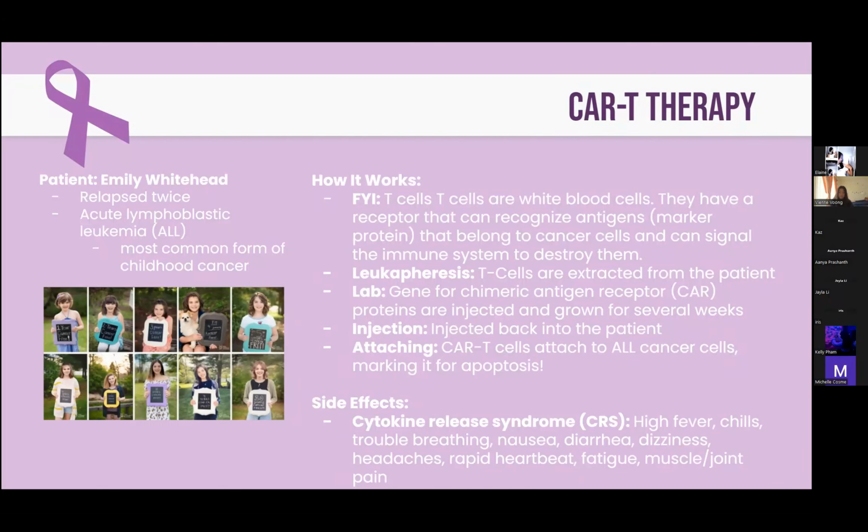Some side effects include cytokine release syndrome, CRS, which is when cytokines, a chemical, are released into the blood. And since this is a foreign substance, the immune system continuously attacks it, causing it to go into overdrive. And this causes the patient to have high fevers, chills, breathing troubles, nausea, diarrhea, dizziness, headaches, a rapid heartbeat, fatigue, and even muscle or joint pain.